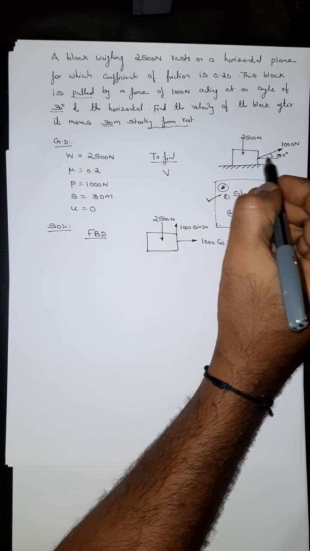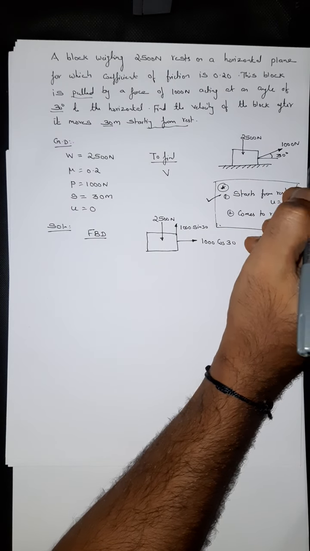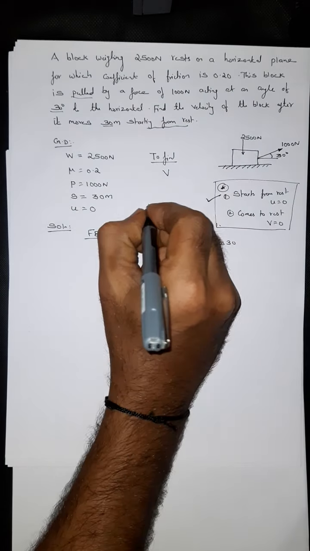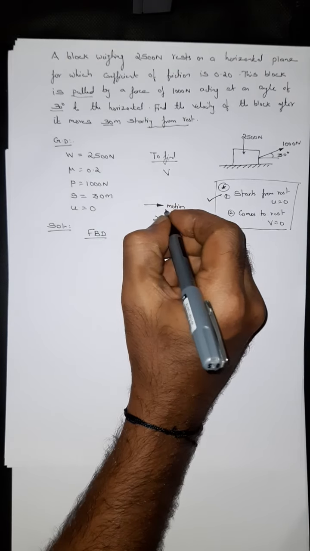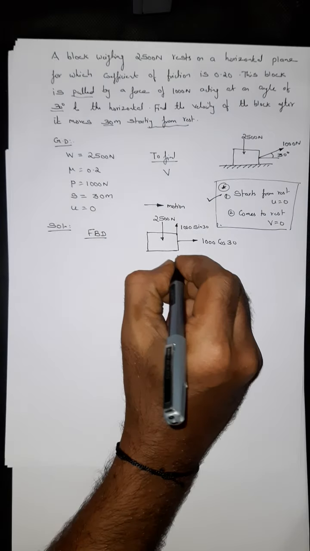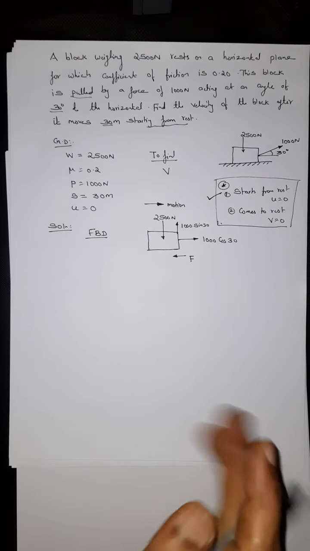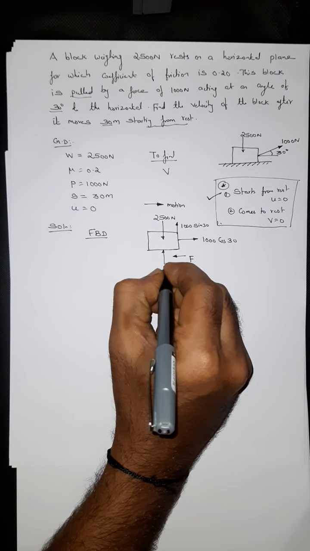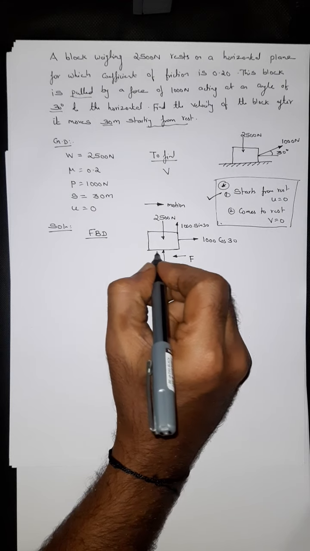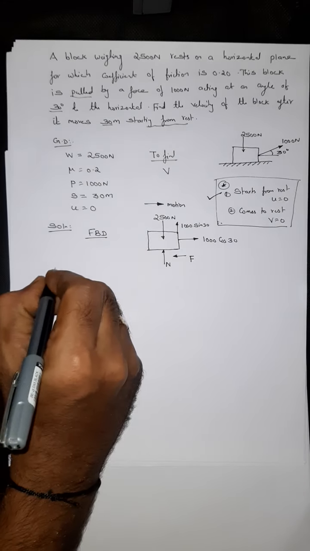Due to this pulling, the body tends to move in the positive x direction. Therefore, the motion is in the positive x direction, and the frictional force F will be opposite to the motion of the body. When the block and the horizontal plane are in contact, there will be a normal reaction which acts perpendicular to the surface. Right.